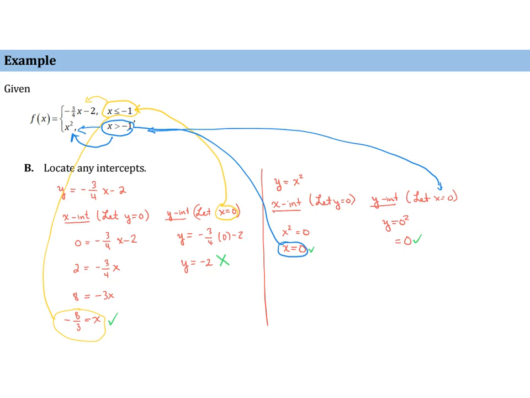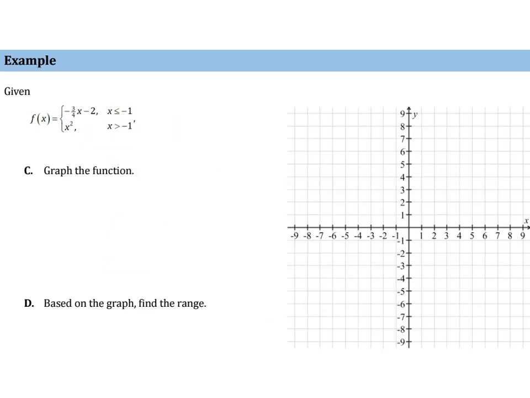So let's summarize all of this. We have an x-intercept of x equals negative 8/3, and that's from the first piece. We also have from the second piece an x-intercept of 0, and then we have a y-intercept of 0. So this negative 8/3 comes from our first piece. Negative 2 as a y-intercept doesn't cut it because it comes from the first piece, but x doesn't equal 0 there. And then our second piece gave us an x-intercept of 0, and our y-intercept of 0 comes from the second piece as well. So now let's graph this function.